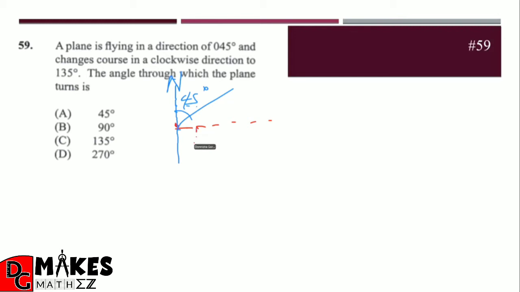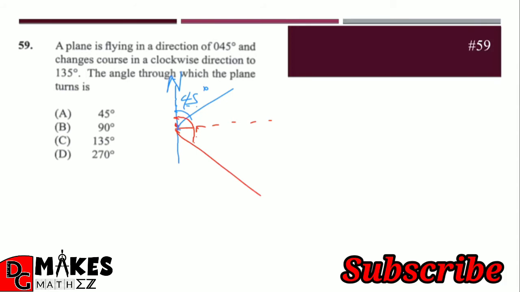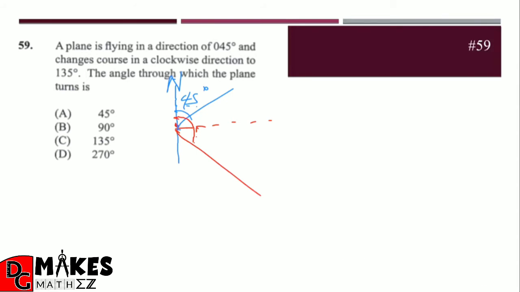So if we're going to take our bearing from the north line again, and we go right around to 90, we need some more to get to 135, which is just about 45 degrees. So all of that, that entire bearing, would have formed our angle of 135 degrees, which is the direction to which the plane is now heading.